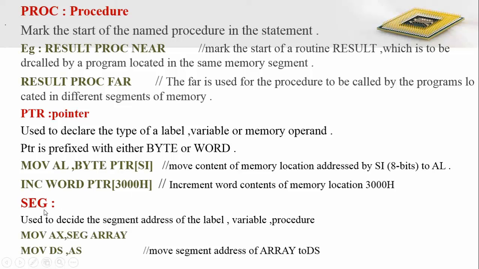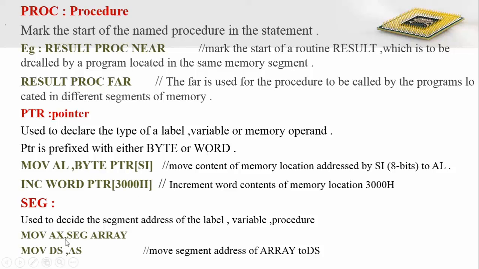Okay, SEG is used to decide the segment address of a label, variable or procedure. The SEGMENT keyword, or assembler directive SEGMENT, is actually used for declaring logical segments of a program, or different segments of the program. And this SEG is an assembler directive used for getting the data segment, code segment or stack segment address of various program modules, procedures, variables, etc.